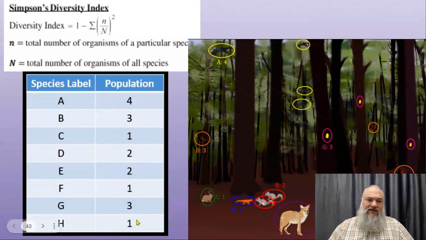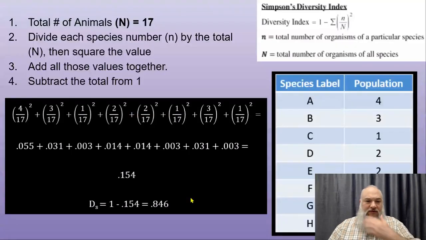So now let's apply it to the Simpson's Diversity Index. So the total number of animals, if we added them all up, after we did our counting, we have 17. So big N equals 17. So there's our 17. Then we'll divide each species number, little n, which is just here, right? So for species A, little n is 4. So 4 divided by 17, and then we'll square it. Then we'll do 3 divided by 17 for B, right? B was 3. Then we'll square it. Do that all the way along. So divide, square, then add.